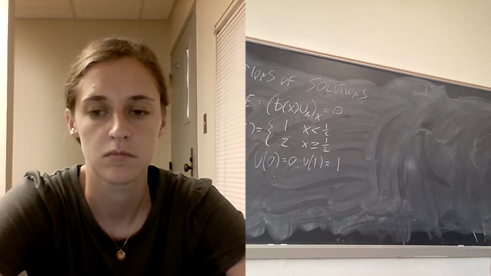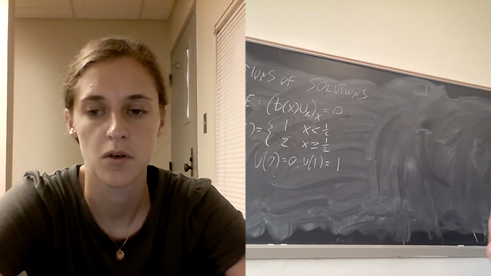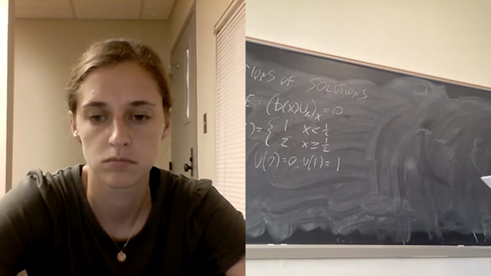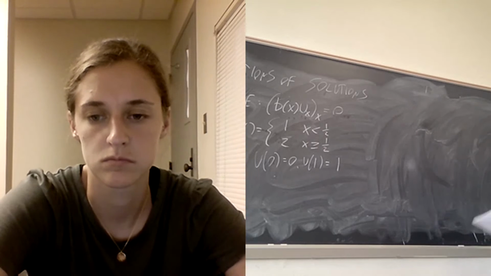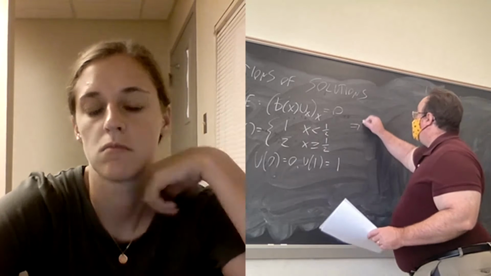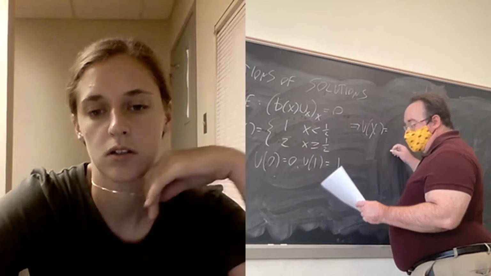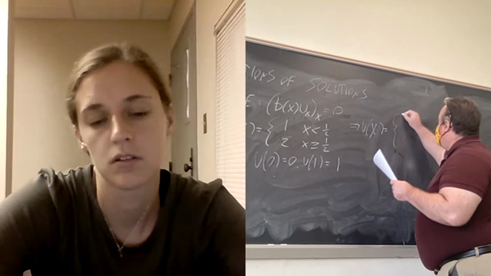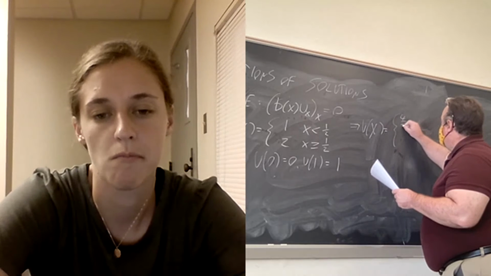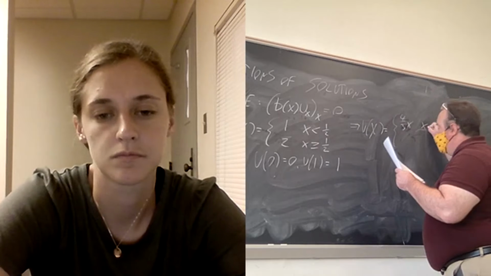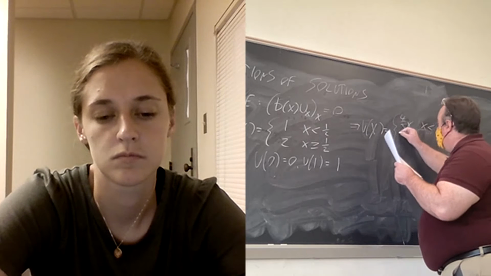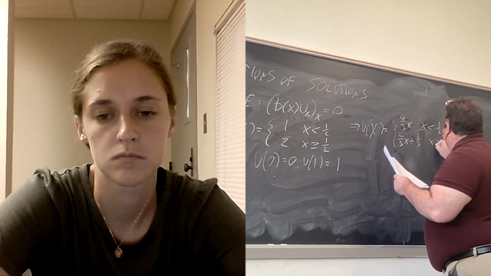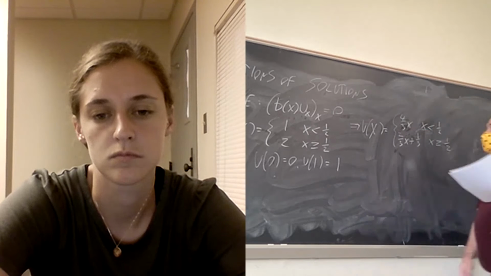And then you would have some arbitrary constants, because you'd have constants of integration, and you'd use the boundary conditions to figure out what those arbitrary constants should be. So what do you get for a solution? So u of x turns out to be 4/3 x when x is less than 1/2, and then 2/3 x plus 1/3 when x is greater or equal to 1/2.